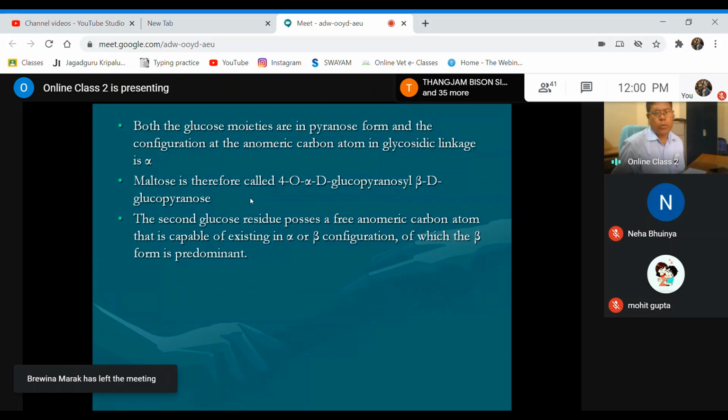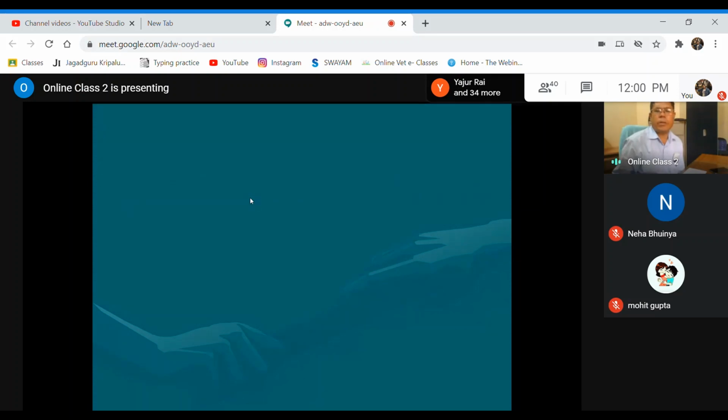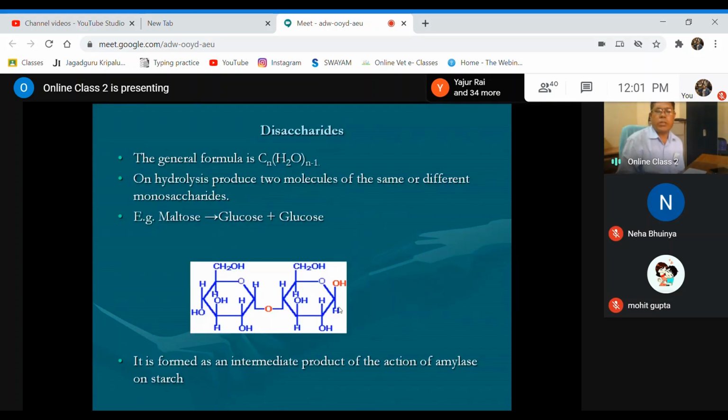The second glucose residue possesses a free anomeric carbon atom that is capable of existing in the alpha and the beta configuration, of which the beta form is the most predominant. Here, if you see the second residue, the OH group attached to the anomeric carbon may be above the plane of the ring or below the plane of the ring. In this case, it is above the plane of the ring.